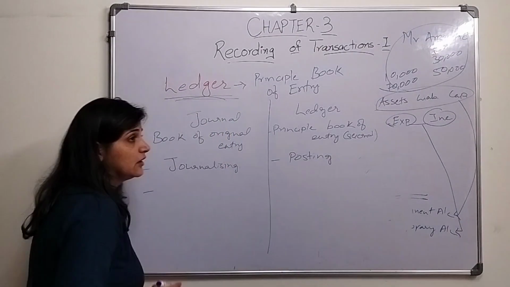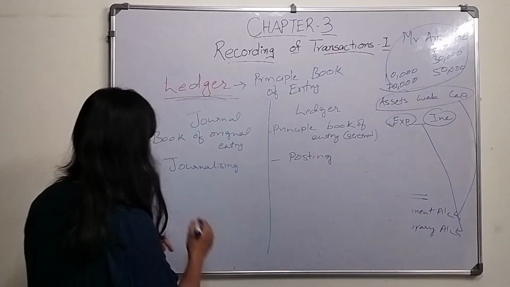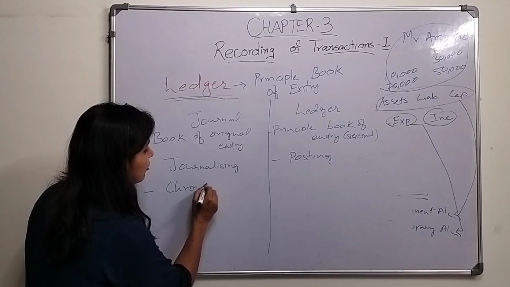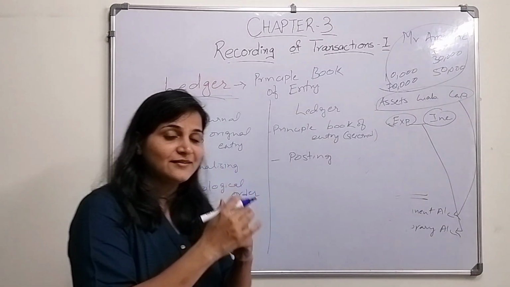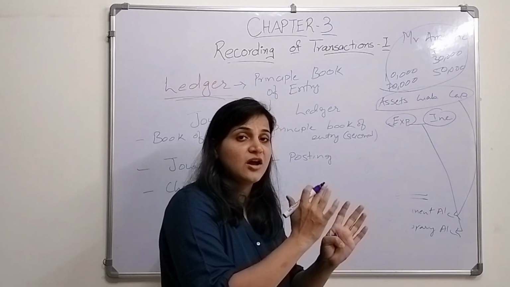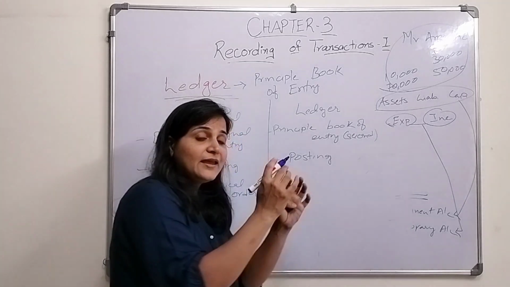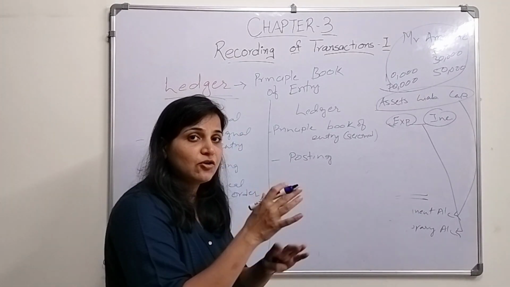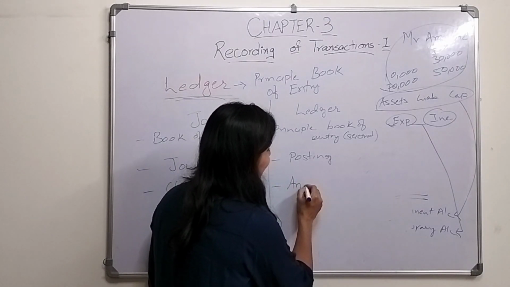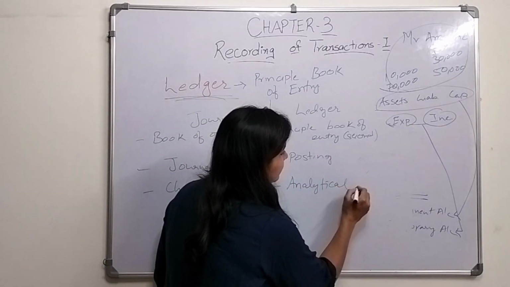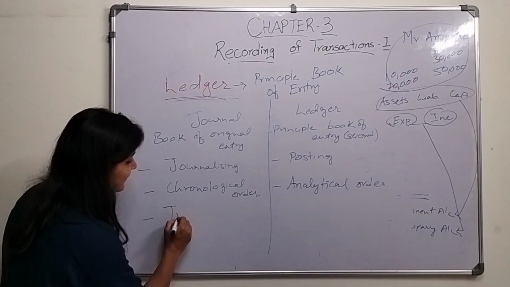The third difference is how we record the transaction. In the journal, we record the transactions in chronological order. Transactions occurred, and we record them in the books. In the ledger, we post them. We analyze the transaction in the journal and then we make an account, so it is called an analytical order.